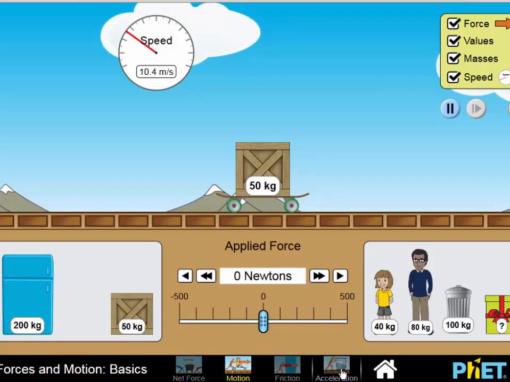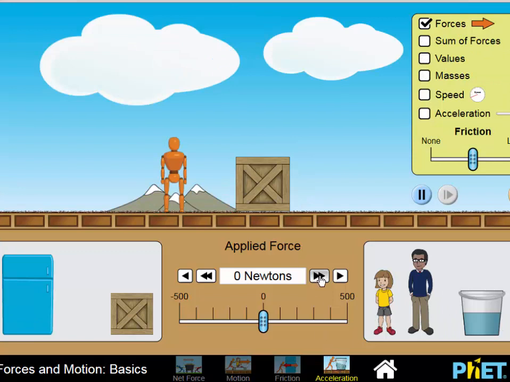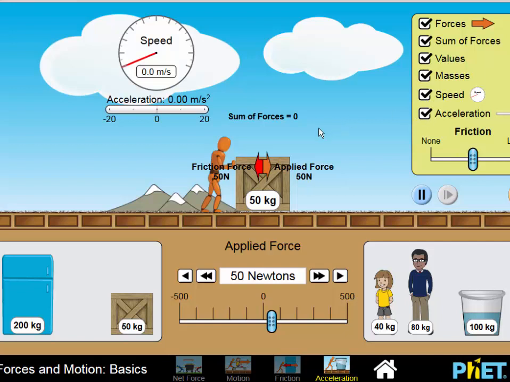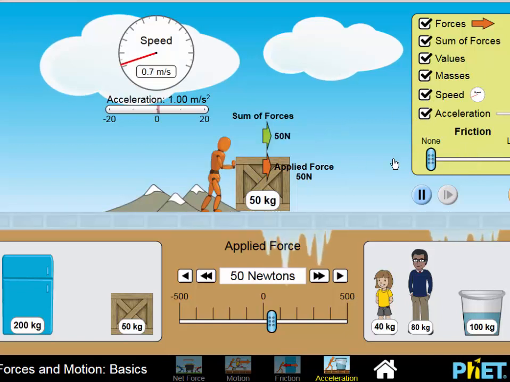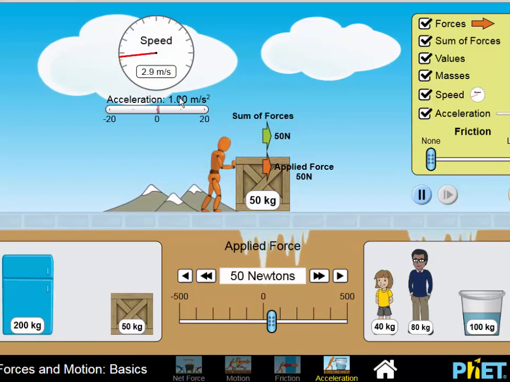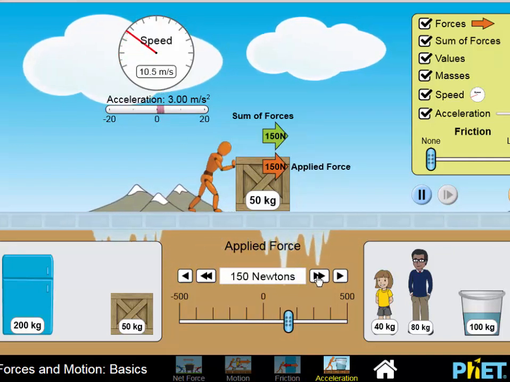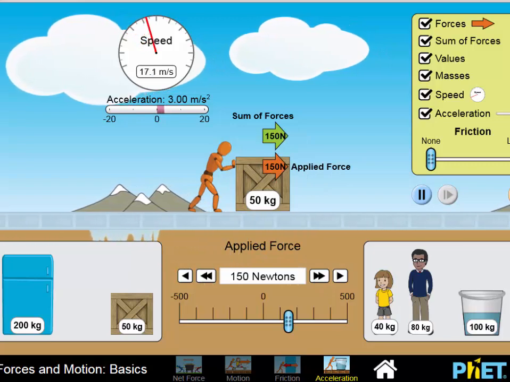So now you're going to come down here and click on the acceleration, and you're going to, this time, go ahead and put all those items on there. Something I did say was turn the friction down to 0. Now we can actually read the acceleration off, and we're going to do 50, 100, read the acceleration, 150, and so on and so forth.